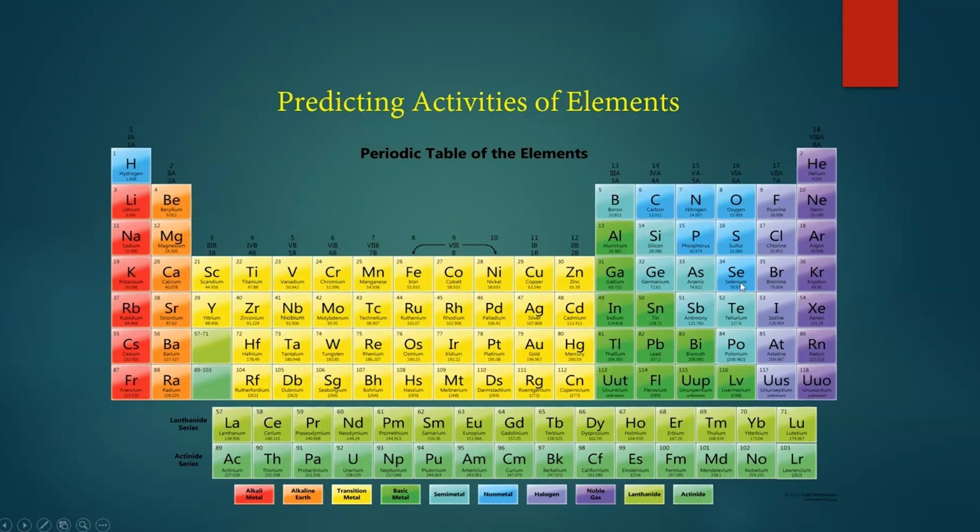So when you do question number 5 in the lab and you're looking at that reaction between chlorine and fluorine, you should be able to make a prediction about what's going to happen based on their relative position on the periodic table.